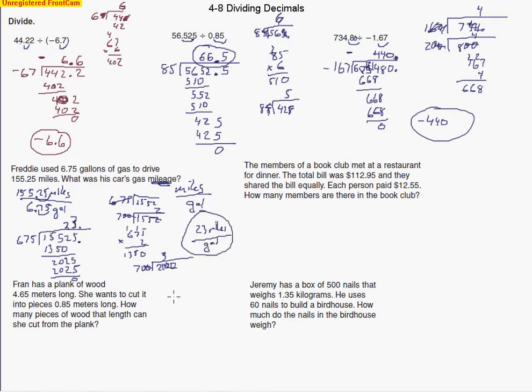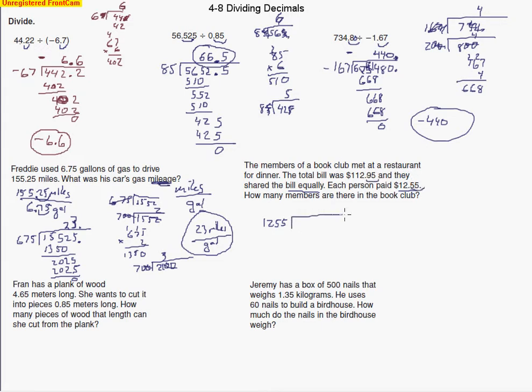And the next one here, it says that the members of a book club met at a restaurant for dinner. The total bill was given, and they shared the bill equally. Each person paid $12.55. So how many members were there? Well, we're going to divide 1255, so I'm moving that decimal over 2 spaces. Do the same thing here.